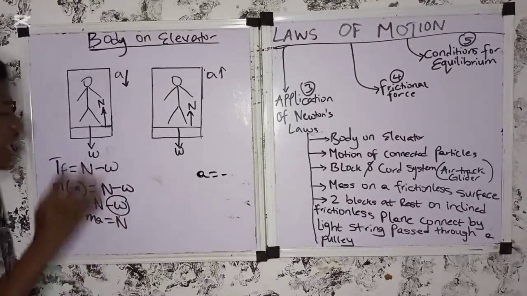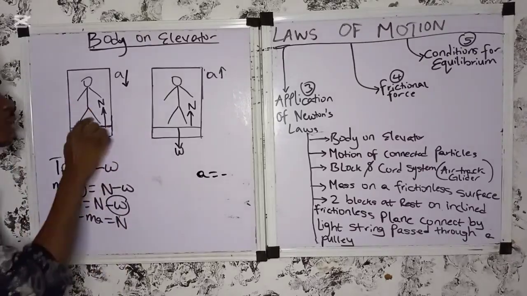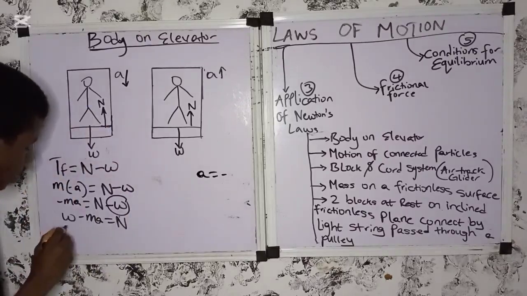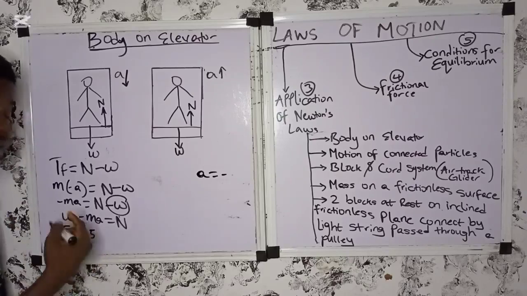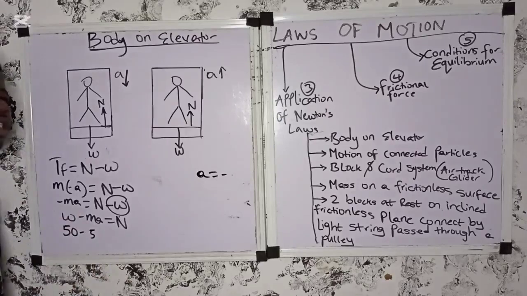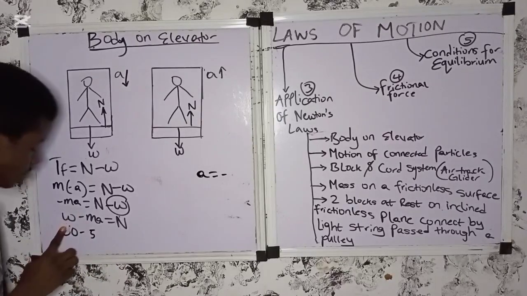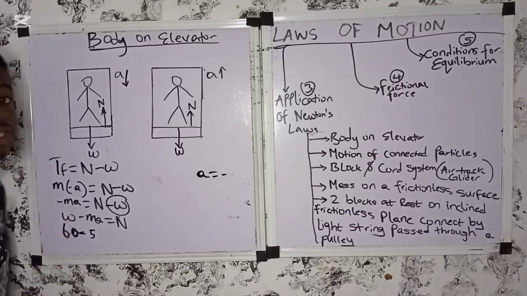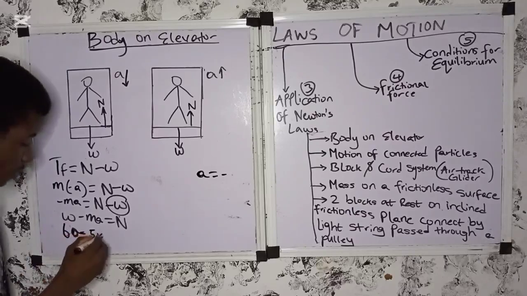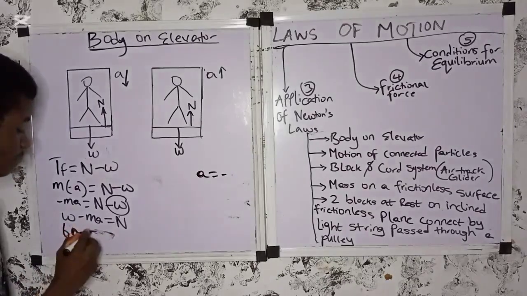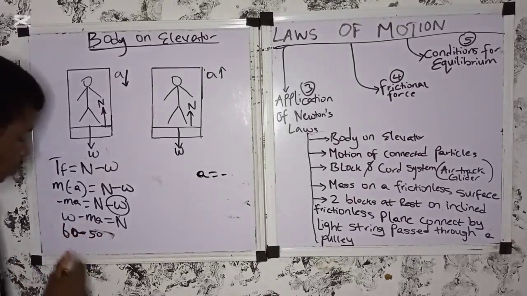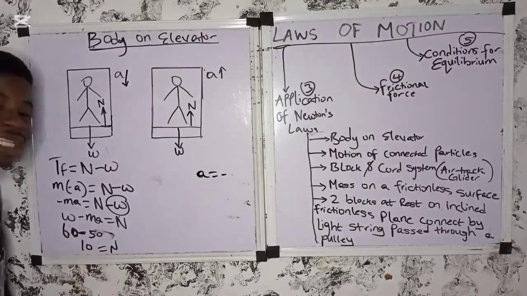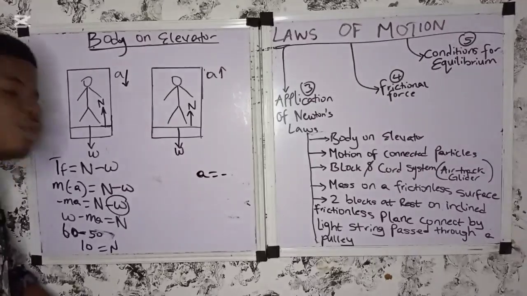Okay, this is because, let's just do it practically. Let's say the weight of the man is 60, the mass is 5, and the acceleration is 10. 5 times 10 will give us 50, right? So 60 minus 50 will give us 10. So you find out that you feel weightless.